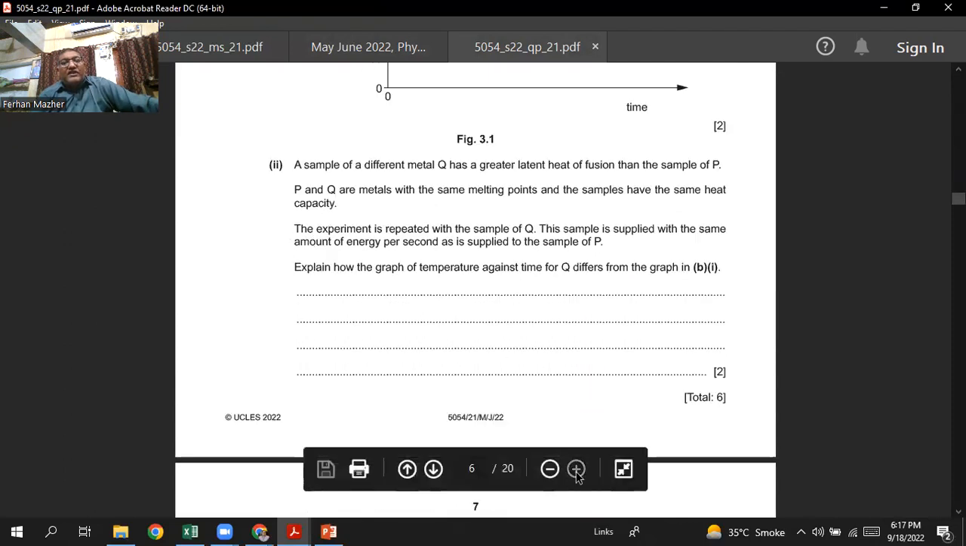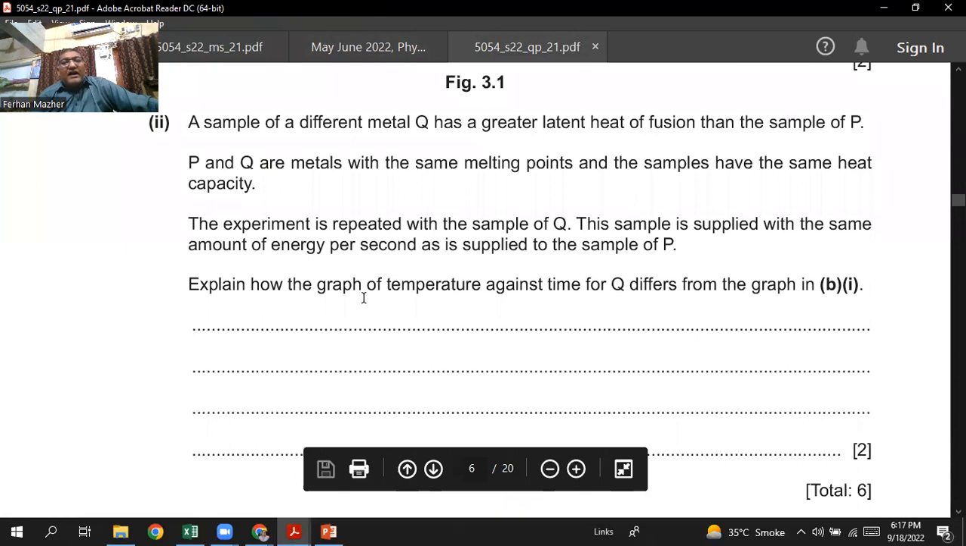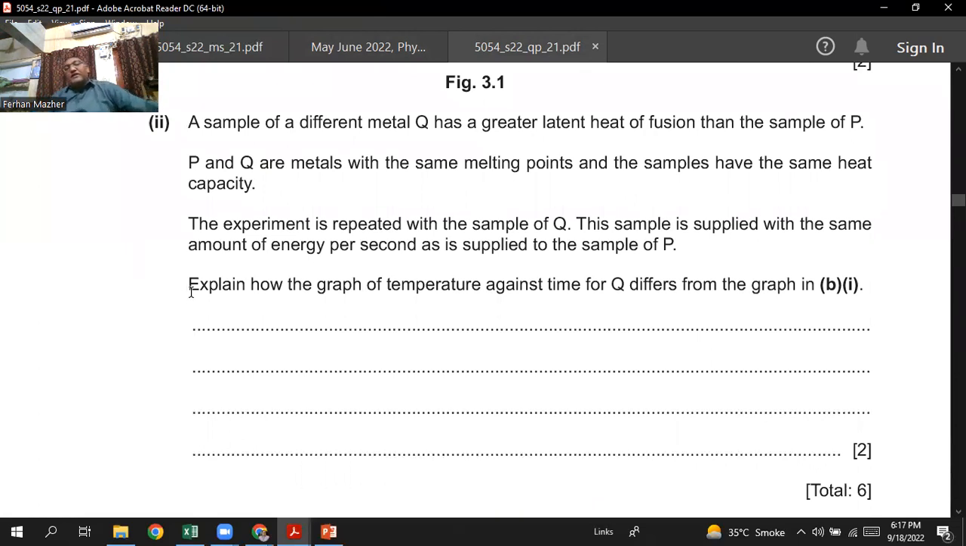Then the question is, a sample of a different metal Q has a greater latent heat of fusion than the sample of P. P and Q are metals with the same melting point and the samples have the same heat capacity. The experiment is repeated with the sample of Q. This sample is supplied with the same amount of energy per second as is supplied to the sample of P. Explain how the graph of temperature against time for Q differs from the graph in the first part.